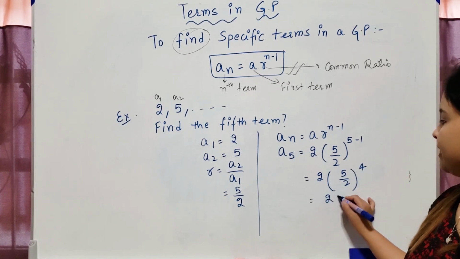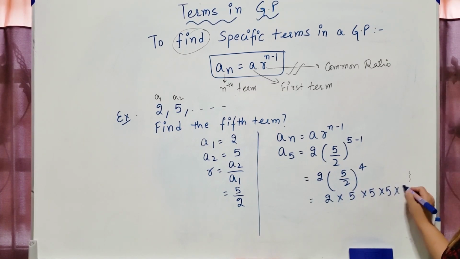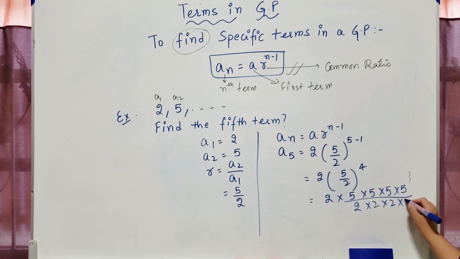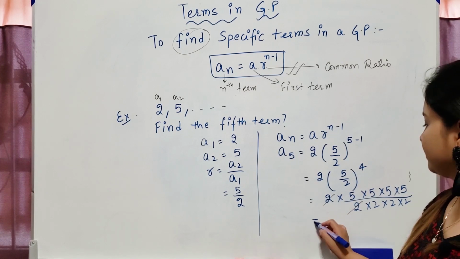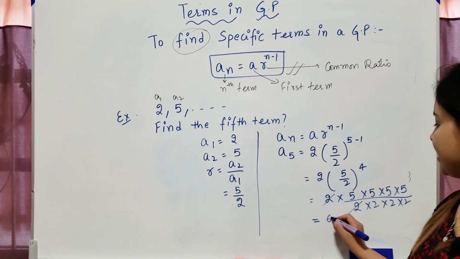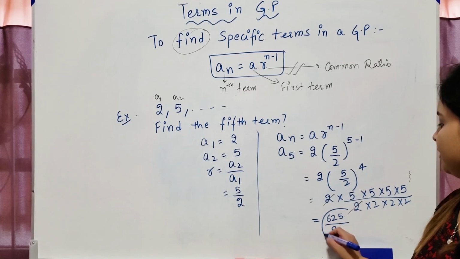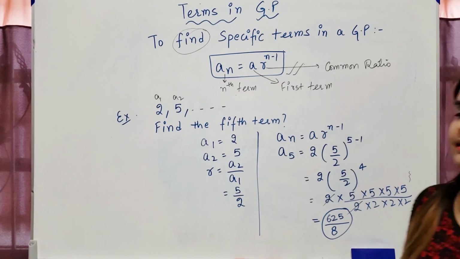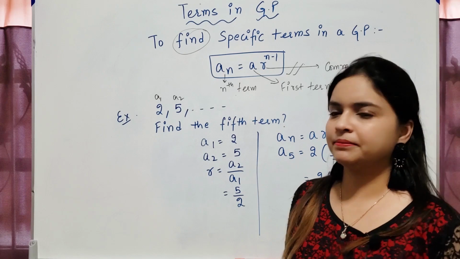If you want to open this, you can write this as... cancel 2. You will get 625 over 8. So this is my 5th term. Like this, using this formula, you can calculate any given term.